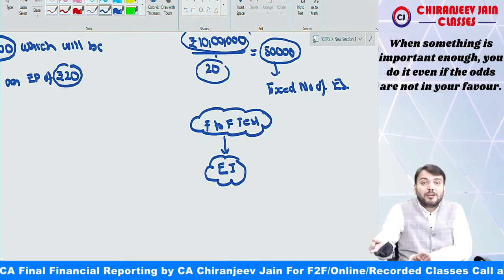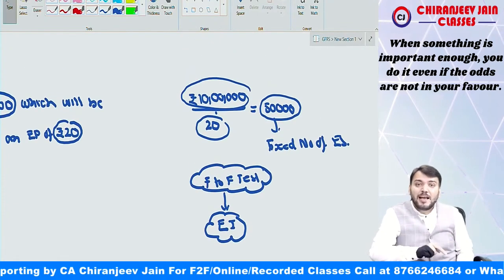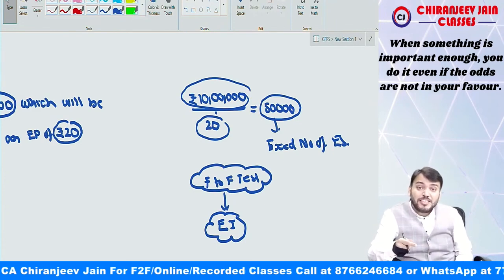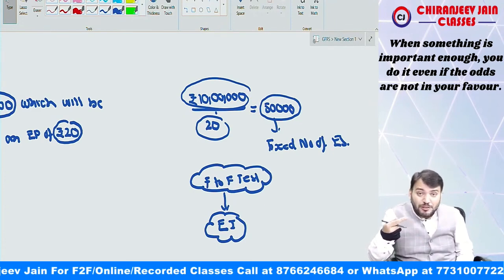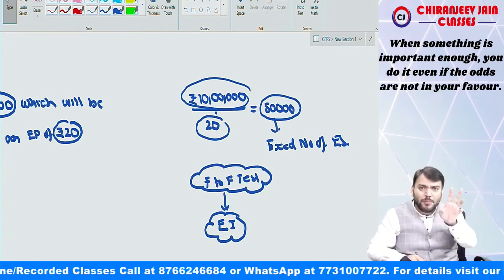And when we say equity instrument, subsequent recognition and measurement of the equity instrument is not permitted. When I say it is a financial liability, then a financial liability needs to be subsequently recognized and measured at its fair value or at amortized cost. I hope you are understanding.